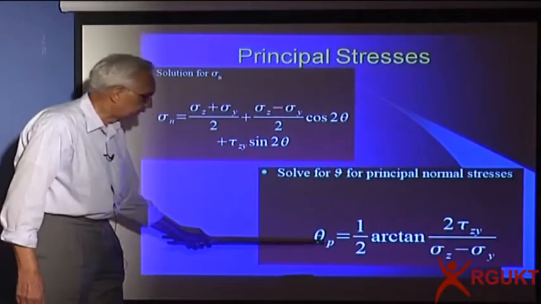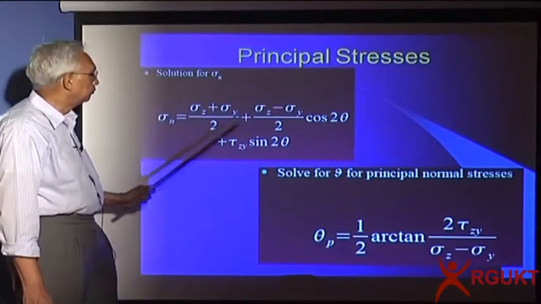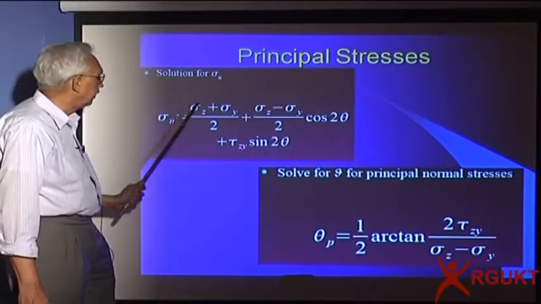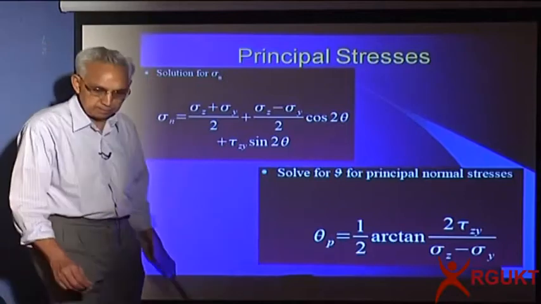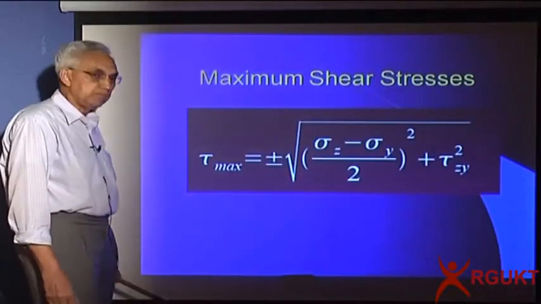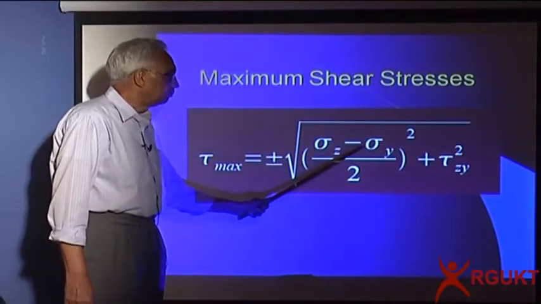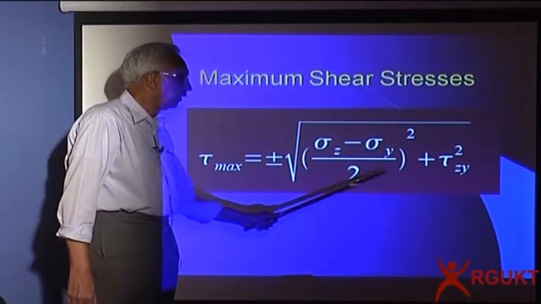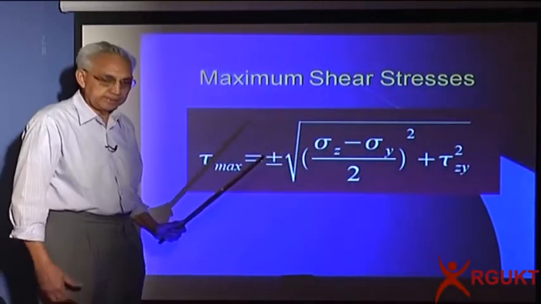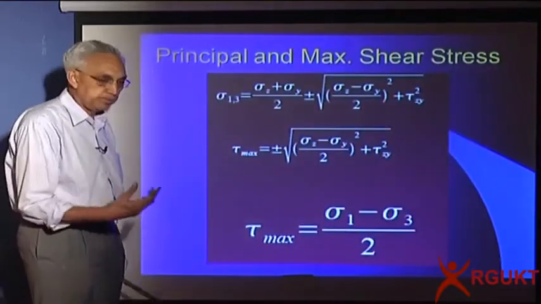Once I get this theta p, the plane on which the shear stress is 0, you can substitute the value of theta here, and then you will get the principal stresses sigma 1 and sigma 3. And also you can calculate the maximum shear stress, which is equal to the square root of sigma z minus sigma y by 2 whole squared plus tau zy squared. The shear stresses can be positive or negative, and so you have the two directions.